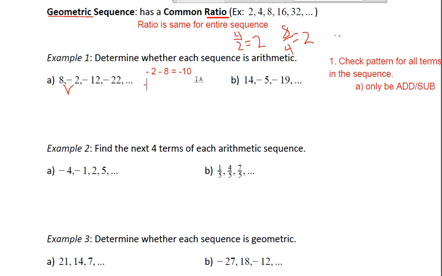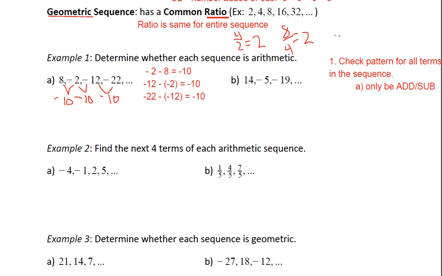Then we do -12 minus -2. What is that? Minus a negative means plus, so this is also -10. We do -22 minus -12. That equals -10. Usually how we show it is we show the difference between these. This is the math that we do, but we draw little arrows here and say, okay, how do I get from one to the other? It's -10, -10, and -10.